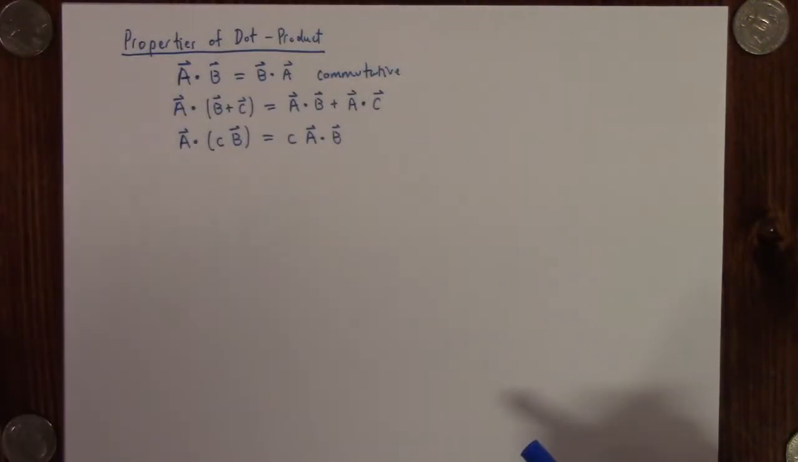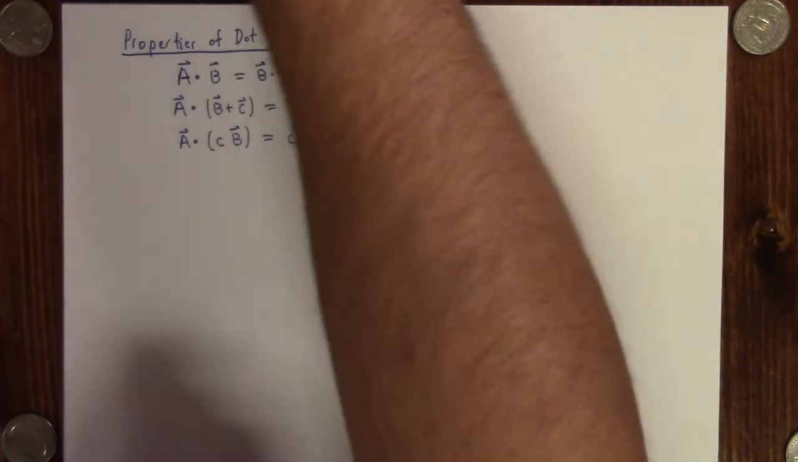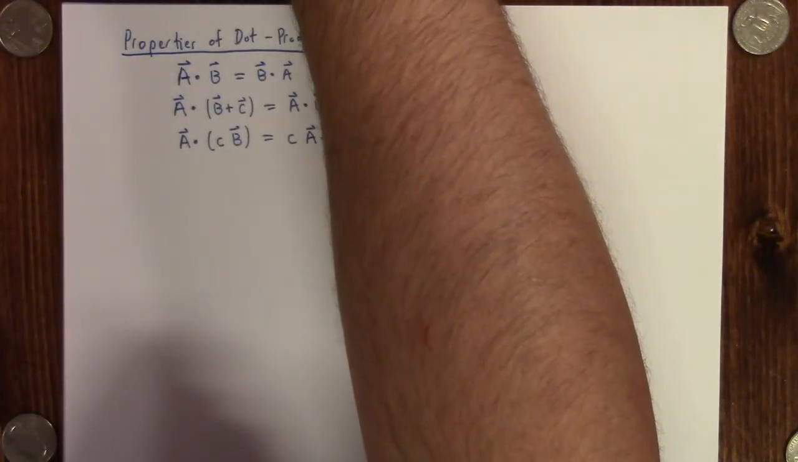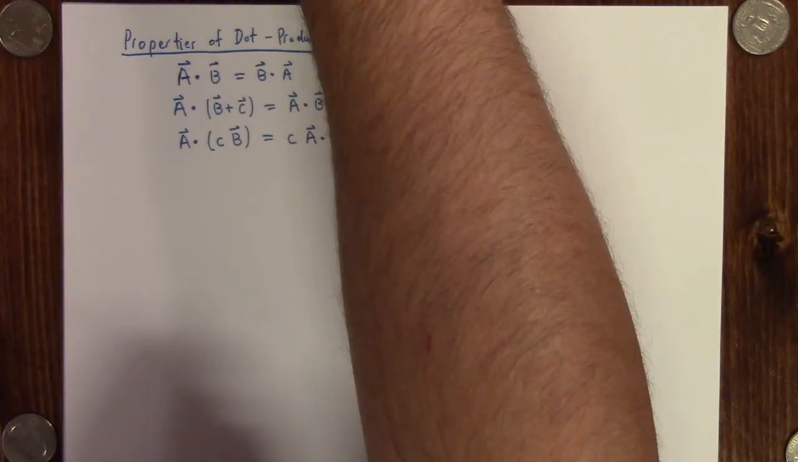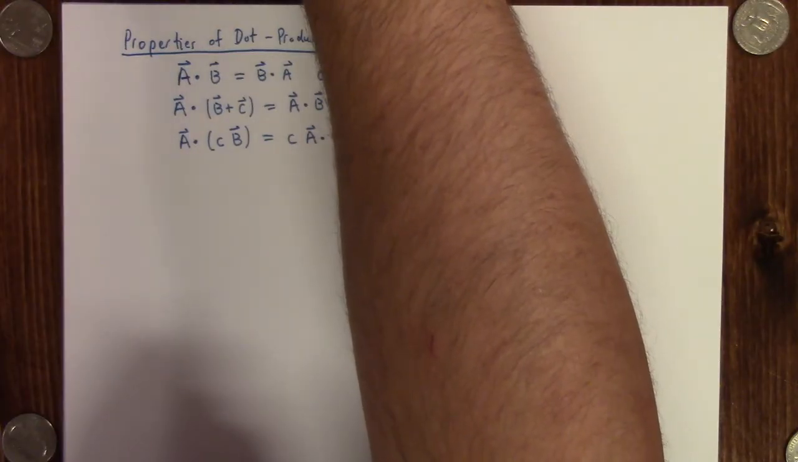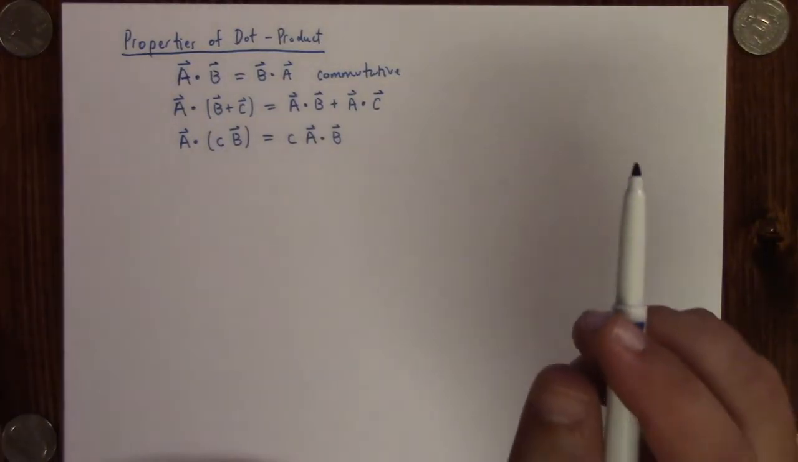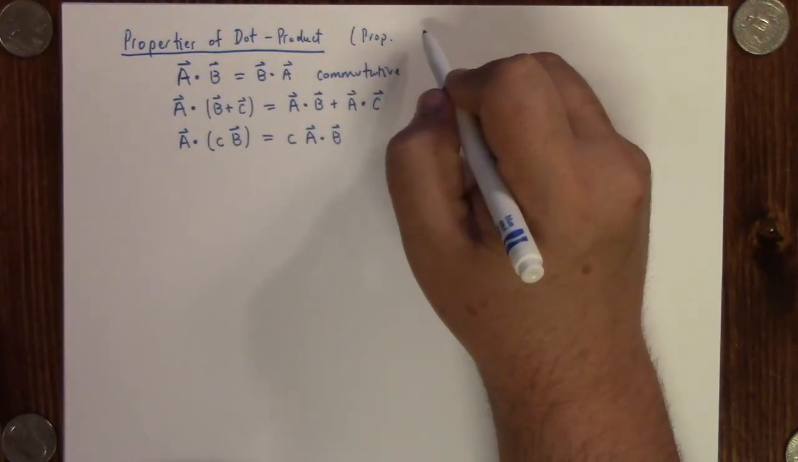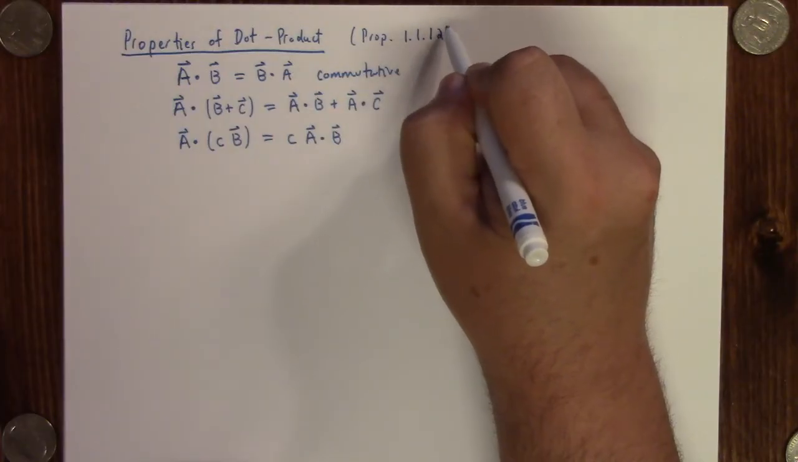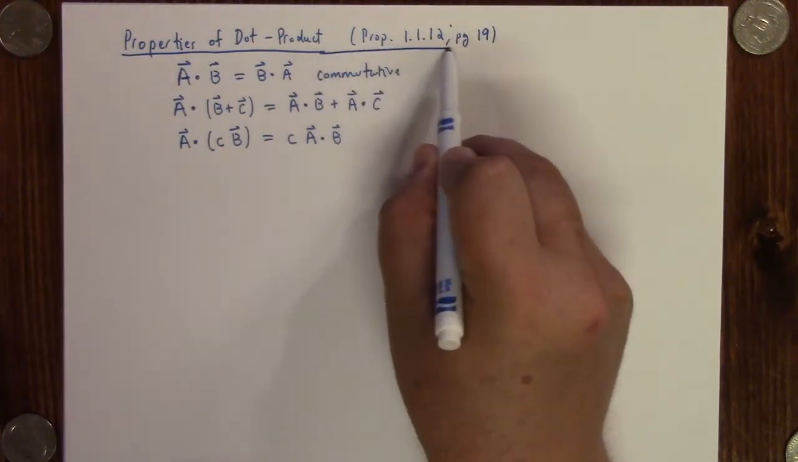Those are what I would say are algebraic properties of the dot product. But there are also... Trying to tell you where that is. Give me a second here. So in my notes, the commutative and distributive and scalar law, these are given in proposition 1.1.12, which is on page 19. This is a good list of important properties.